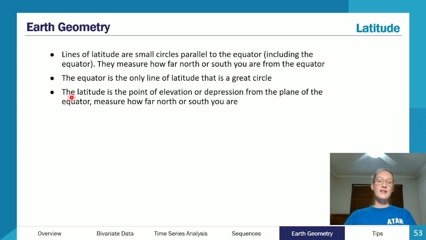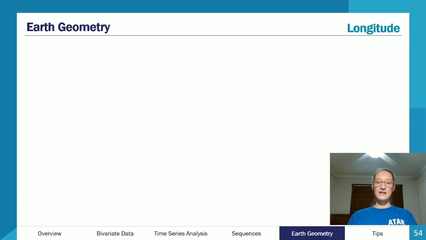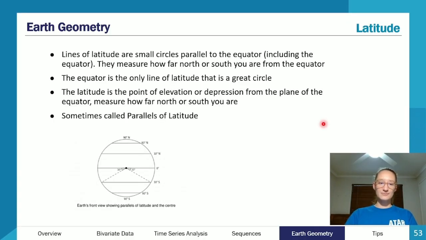And the latitude, like I said earlier, is the angle of elevation or depression from the plane of the equator, which measures how far north or south you are. Lines of latitude are also sometimes called parallels of latitude. They're referring to the same thing. Okay, so I've just got my one illustration.